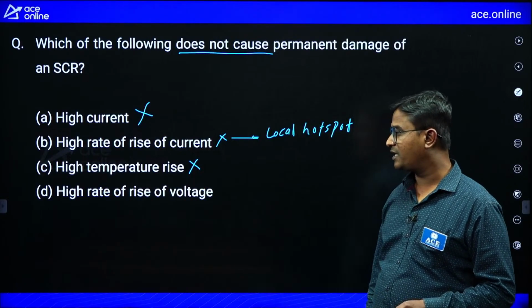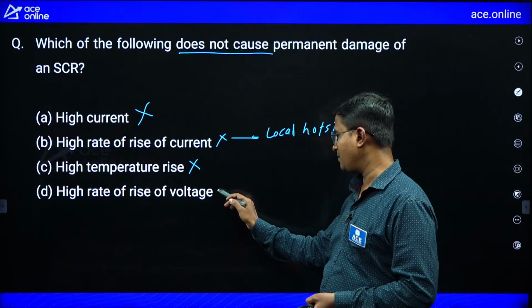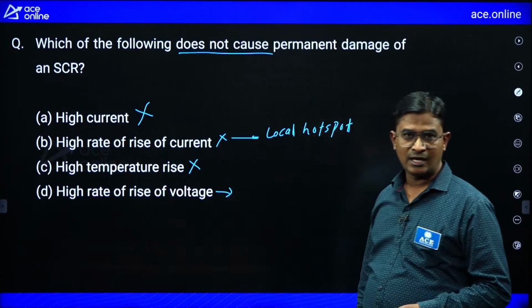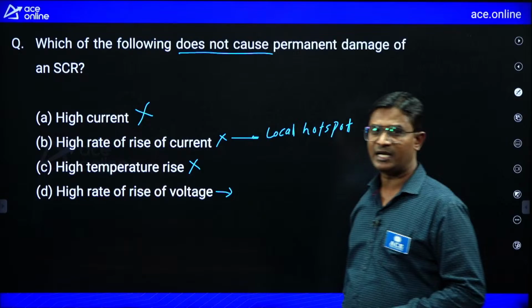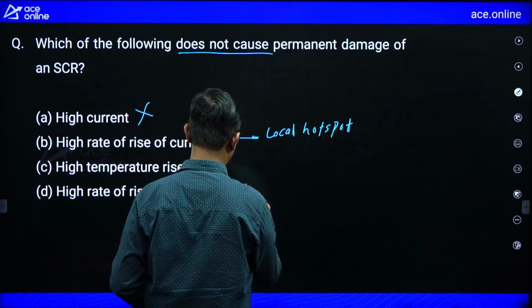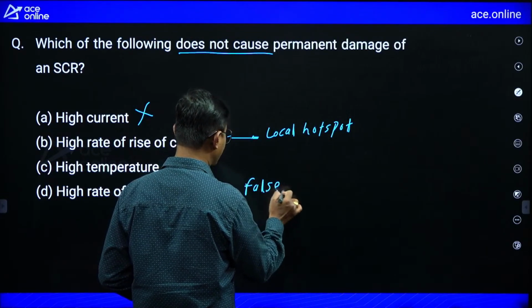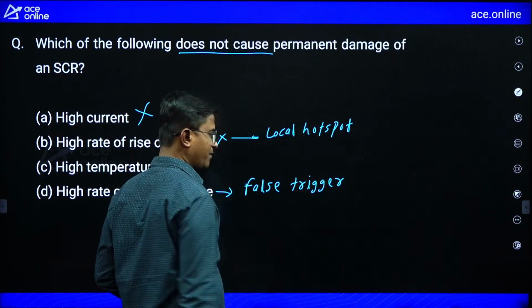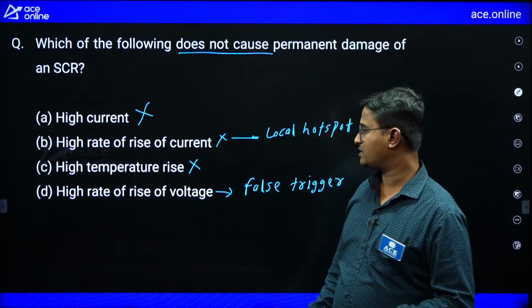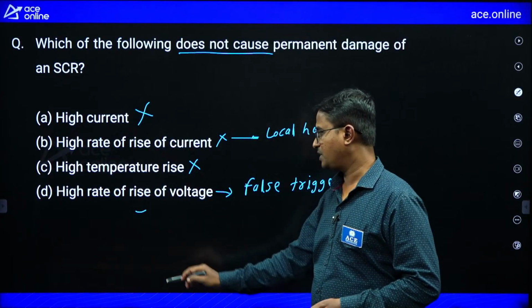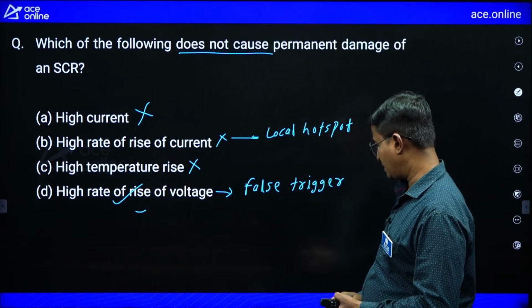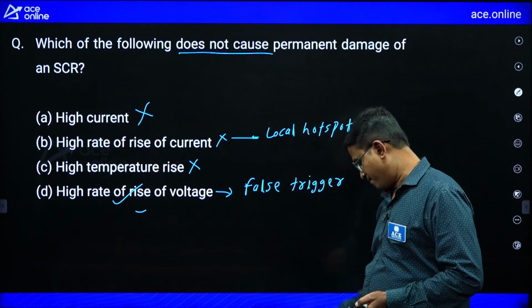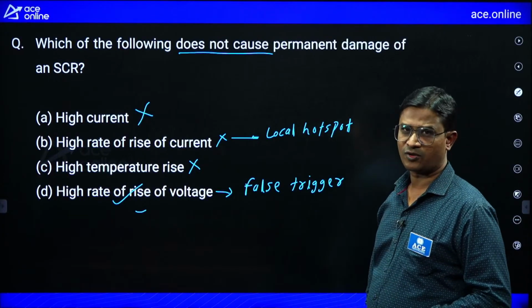High dV by dt, rate of rise of voltage, right. At high dV by dt, what happens? My device will only false trigger. Device will not get damaged. The device will only false trigger, right? So correct answer is option D. Option D is the correct option. Remaining 3 will cause the permanent damage, but here high dV by dt will not cause the permanent damage.